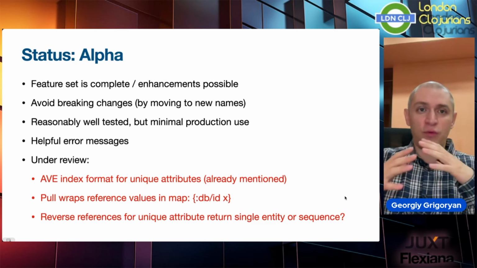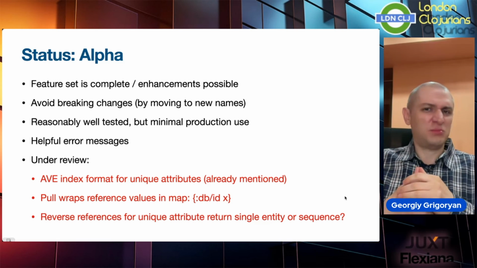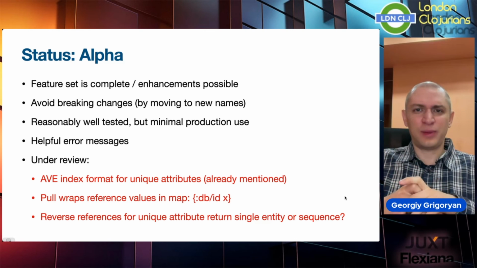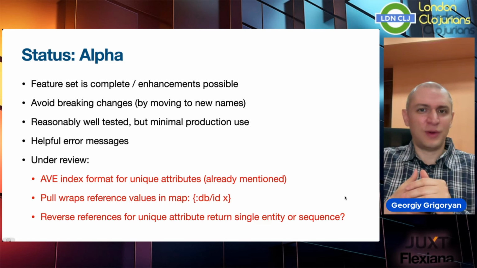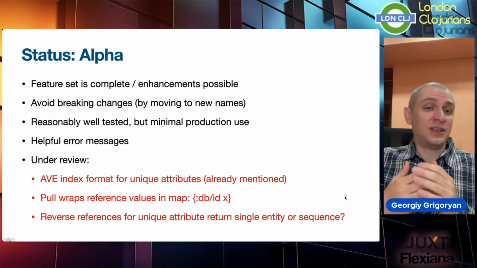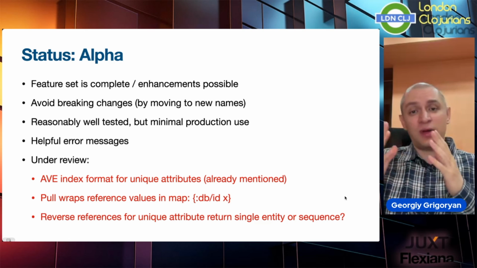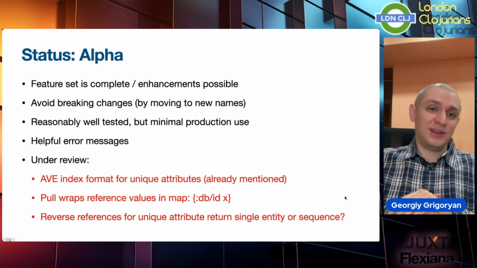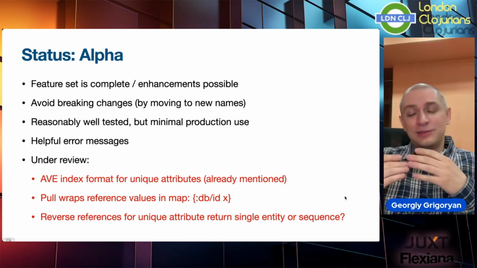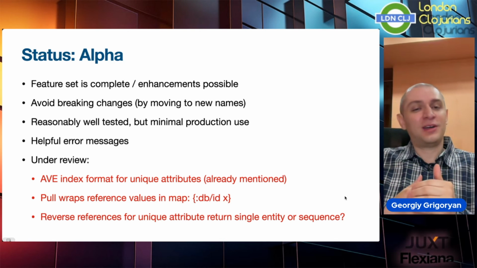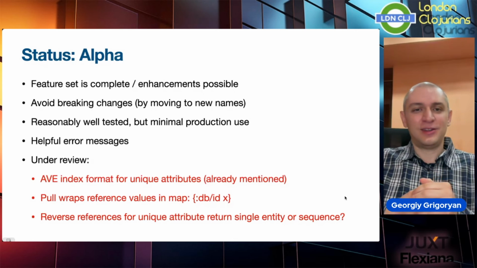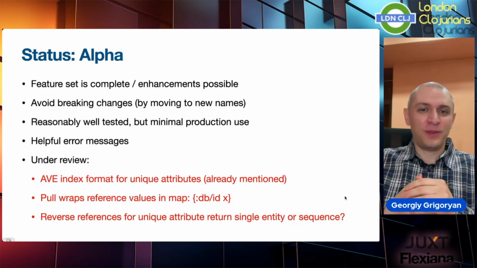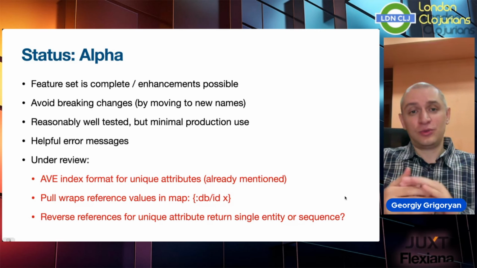So just overall, the feature set I think is complete, or maybe there's some enhancements possible, but not planned at the moment. But with this feature set, I think you can do everything you want to do. The intention is, of course, to avoid breaking changes by moving to new names. It's reasonably well tested. There's decent test coverage, but you can only be so confident in your tests. There's always a way to test more.